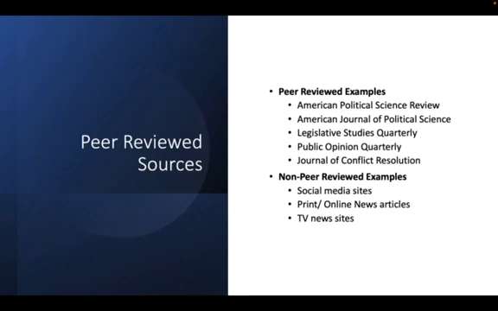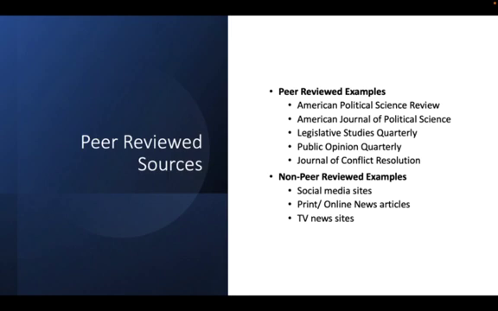Here are some examples of peer-reviewed journals that are key in political science. The American Political Science Review is published by the American Political Science Association, and it is a very prestigious journal. The American Journal of Political Science is published by the Midwestern Political Science Association. It's an example of a very important regional journal in American political science. Legislative Studies Quarterly is founded at the University of Iowa, my alma mater, and accepts manuscripts on legislative behavior, either the institutions themselves or the individuals, the legislators who are populating them.